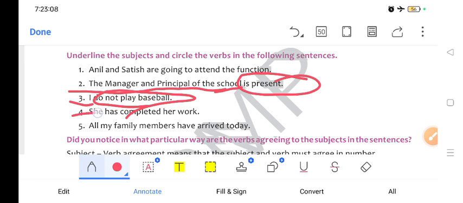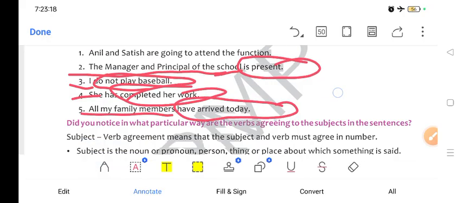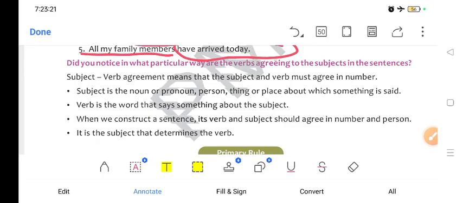She has completed her work. So she is subject and has completed her work is predicate. Now all my family members is subject and have arrived today is predicate. Okay. So did you notice in what particular way are the verbs agreeing to the subject in the sentences?